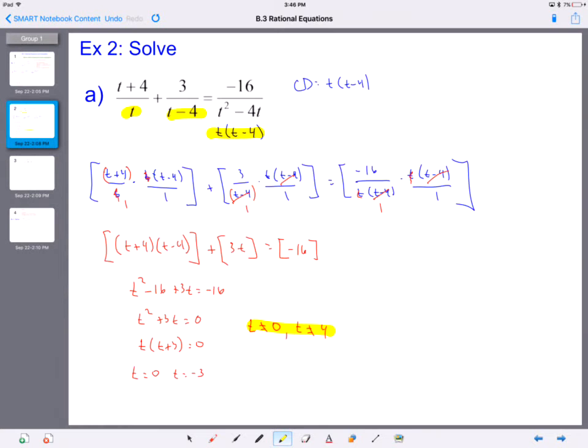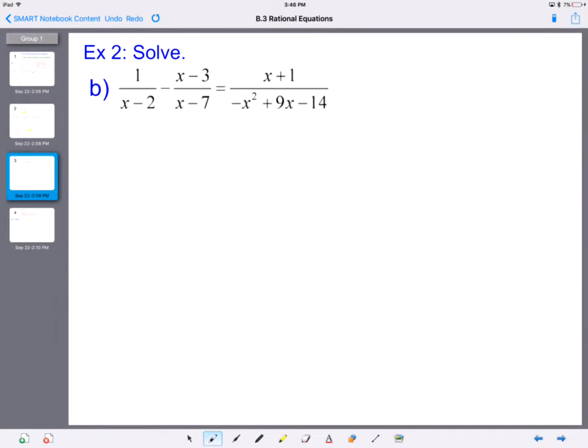Does that affect anything in terms of my solutions? Well, yeah, t can't equal 0, and one of my solutions was 0. So that is not a solution. So that one's out. t can equal negative 3 though, so there's your one solution for this problem. Once again, you do not have to plug them back in, you just have to check against the restrictions.